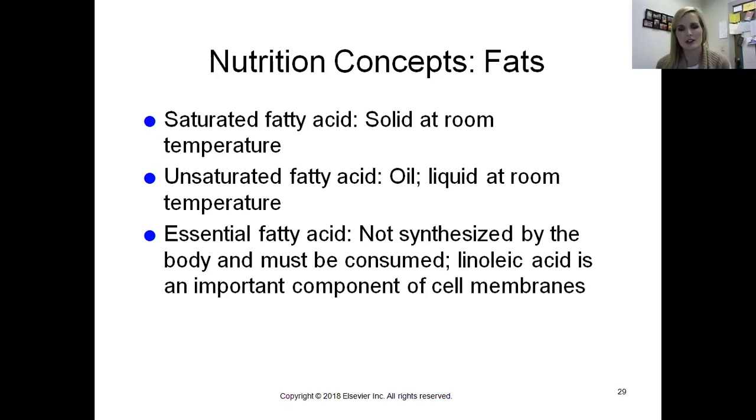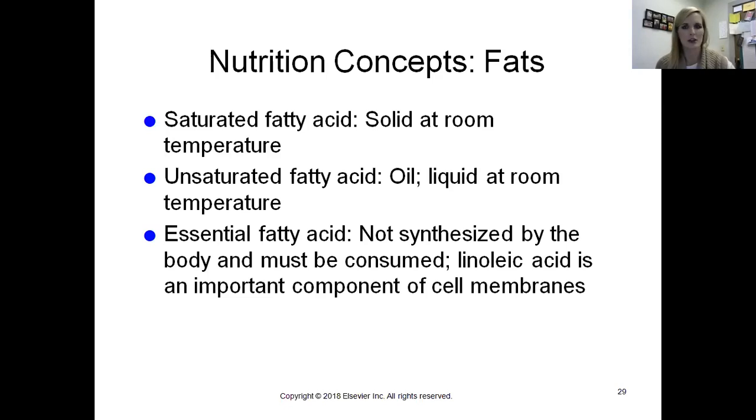Essential fatty acids are not synthesized by the body, and these must be consumed. A lot of times when we think of essential fatty acids, we often think of things like your omega-3s. People take fish oil to try and get these essential fatty acids into their body, as those things are typically pretty good for you. There are a lot of people that tend to want to stay away from fats, but there are certain fats that are very good for us. Again, olive oil as opposed to margarine is going to be much better for you.